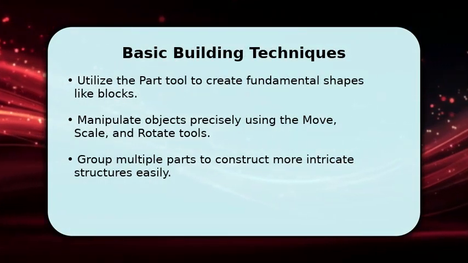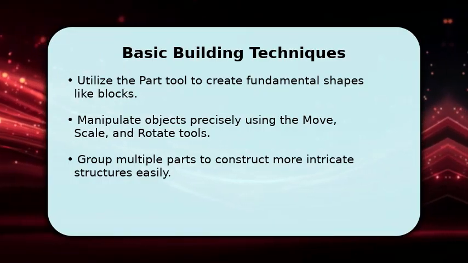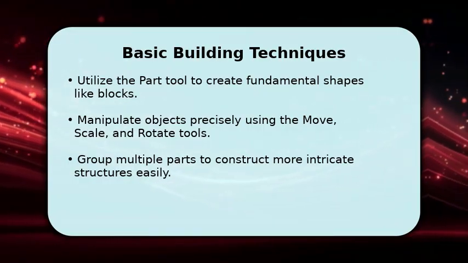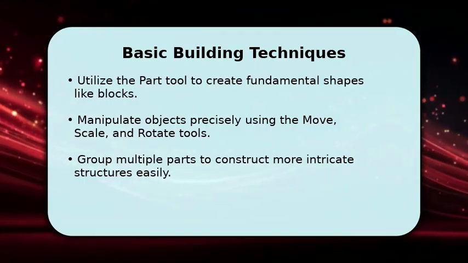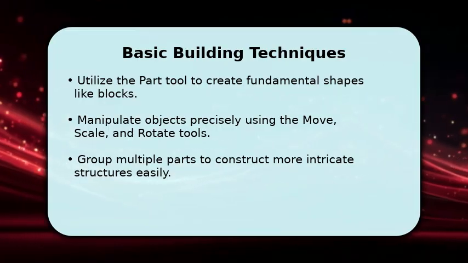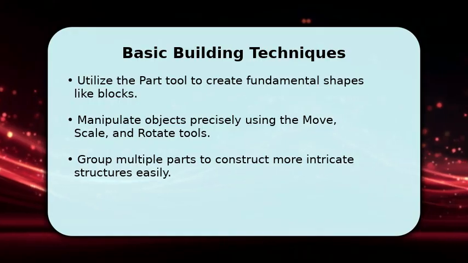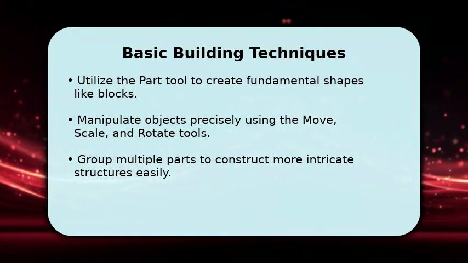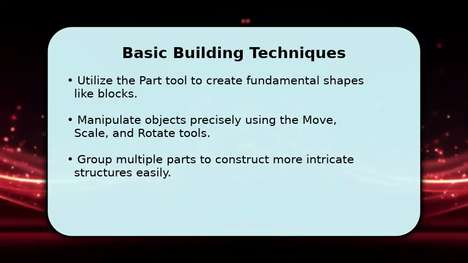The Part tool is your best friend for creating basic shapes such as blocks, spheres, and cylinders. After placing a part, you can use the Move, Scale, and Rotate tools to position, resize, and orient it exactly how you envision. For more complex designs, remember to group your parts together. This keeps your workspace organized and allows you to move or modify entire sections of your map with ease.